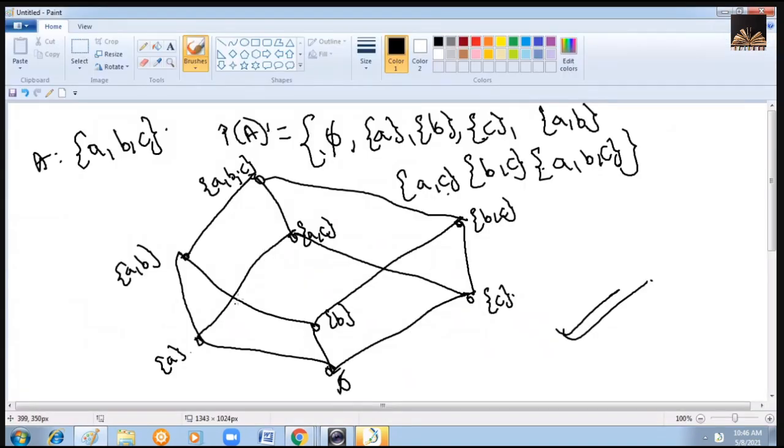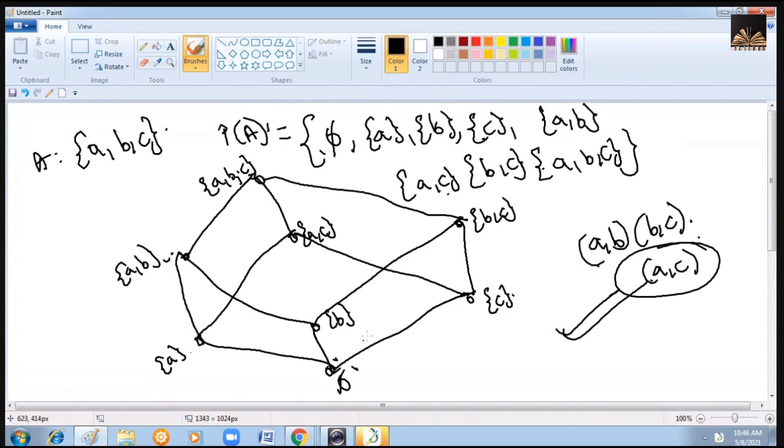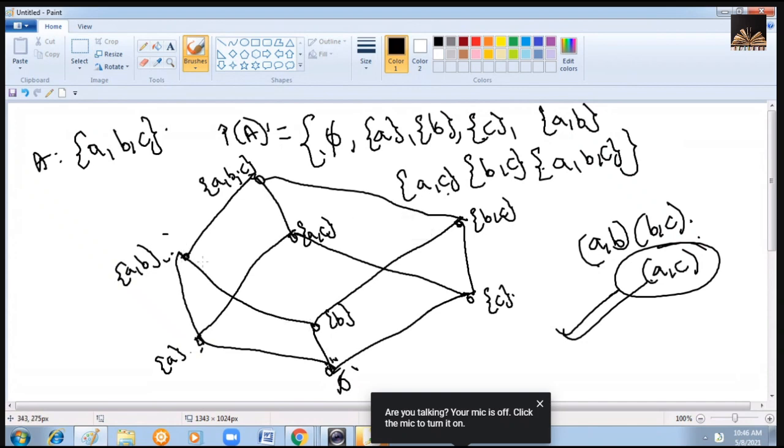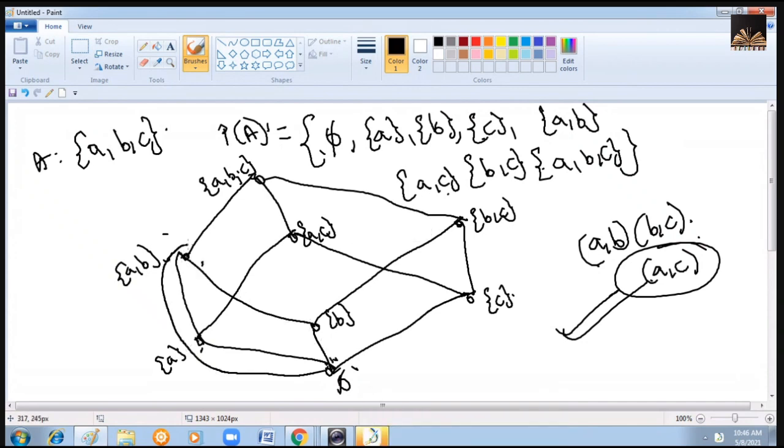Here we have an edge from phi to a and a to ab, which means phi is a subset of ab. I explained this in the first example. If you have an edge from a to b and b to c, it means that a to c is possible. So phi is a subset of a and a is a subset of ab, which means phi is also a subset of ab. That can be known from this graph. Phi is a subset of abc. Phi is a subset of everything. Similarly, a is a subset of ab, a is a subset of ac, and a is a subset of abc.